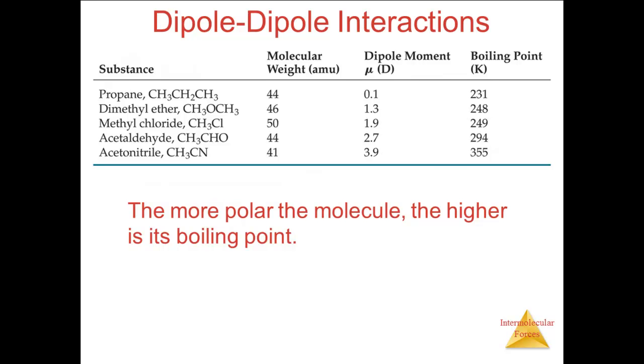Dipole-dipole interactions are related to the dipole moment of the molecule, which measures the polarity of the molecule. In the table, we have a series of molecules that have similar molar masses and sizes, but differ in their polarity, or dipole moment. The more polar the molecule, the stronger the dipole-dipole interactions, and the higher the boiling point. Just as a side point here, the opposite is also true. The higher the boiling point of a substance, the stronger the intermolecular attractions are. More about that later.